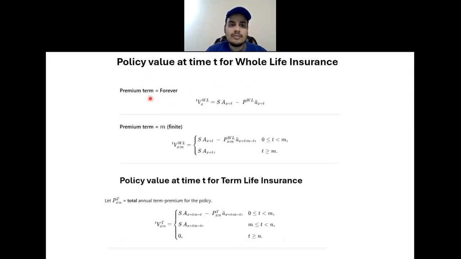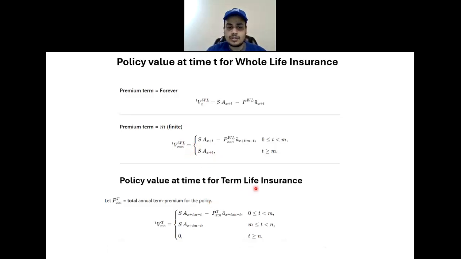So for the whole life insurance, if the premium payment term is forever, we have utilized the same standard formula. Here this quantity gives the actuarial present value of the benefit minus the actuarial present value of the premium. And if the premium payment term is finite for the whole life insurance, and the valuation time t is greater than 0 and less than the premium payment term, we use the same standard formula. But if the premium payment term has already passed and we are doing the valuation at time t which is greater than the premium payment term, then all the premiums have ceased already, so we only have the policy value as the actuarial present value of the benefit.